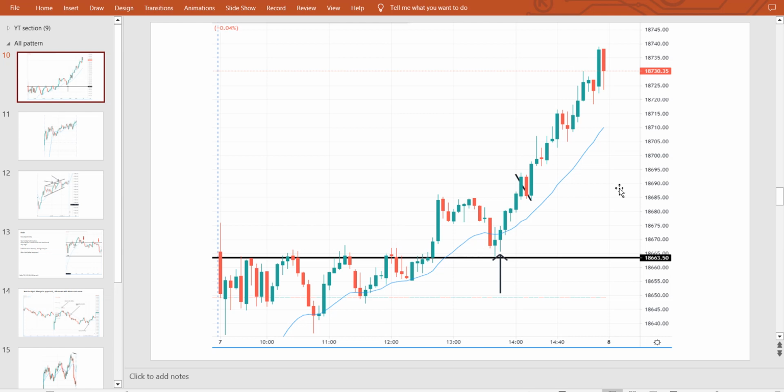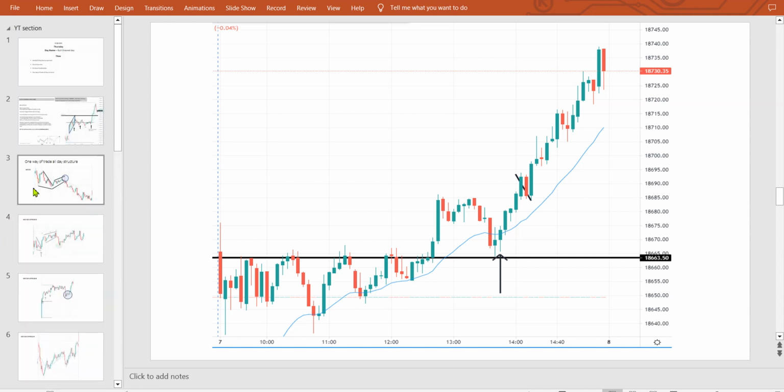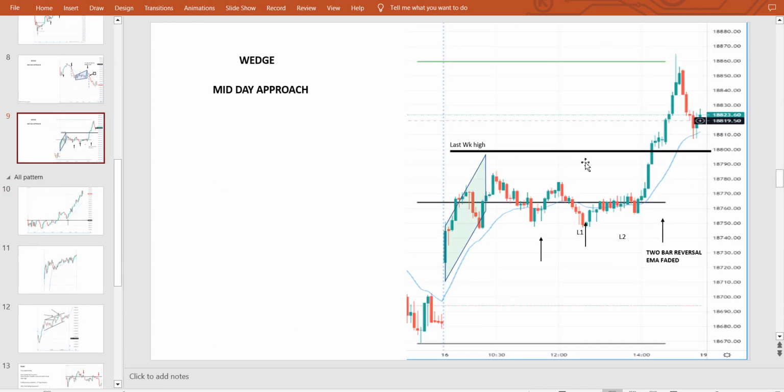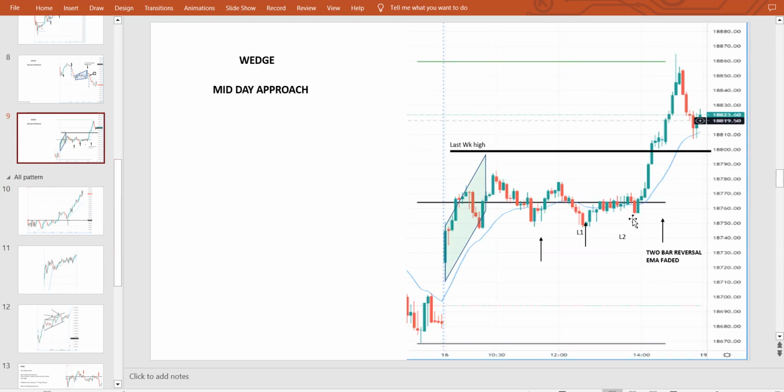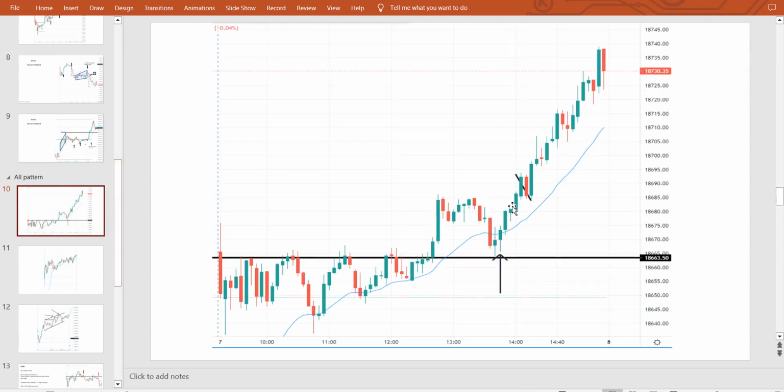This is a 5 minute chart. This is one example where a large move occurred around 2 o'clock after a retest of the EMA. After seeing this day structure, where price is not going up and down, we can consider that scenario as well. Look, before 2 o'clock the range happened, and just at 2 o'clock or 2:15 the breakout happened. So we also consider this.